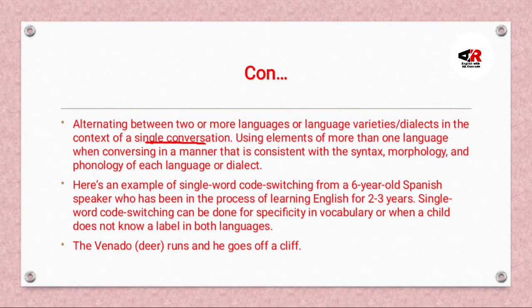So we have a short example about a Spanish 6-year-old boy who has been in the process of learning English language for 2 to 3 years. Single word code switching. So here we will just talk about single word code switching. It can be done for specificity in vocabulary or when a child does not know a label in both languages. The venado, dare, runs and he goes off a cliff. Now the venado means dare. So it is the word of Spanish language.